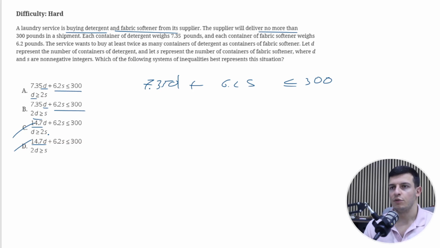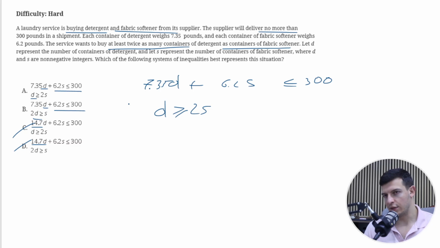The service wants to buy at least twice as many containers of detergent as fabric softener. So detergent is more, at least 2 times more. Yes? So the answer is going to be A here. Again, because detergent is more. In B, 2D is greater than S, which makes D is S over 2. So here S is bigger than D. We don't need that. We need detergent to be greater than fabric softener. Okay, so the answer is going to be A.